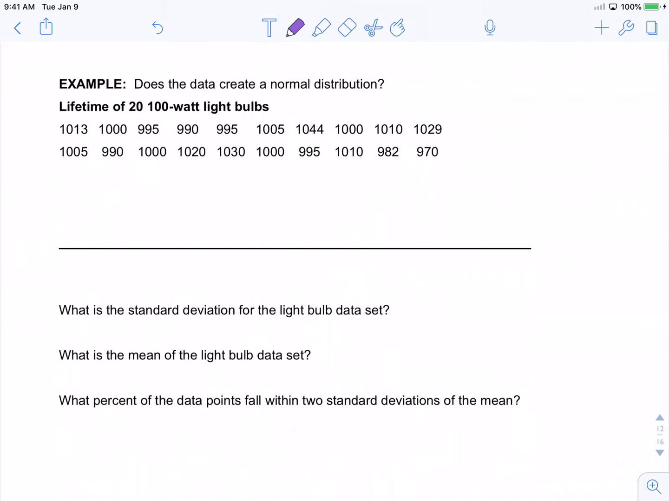And looking at the numbers here, they're pretty spread apart. So the smallest one, finding the lower extreme, is 970. And the largest one is 1044.